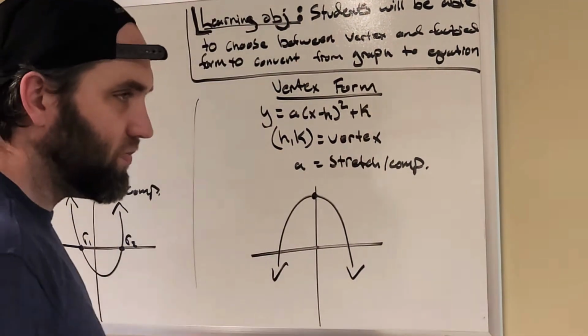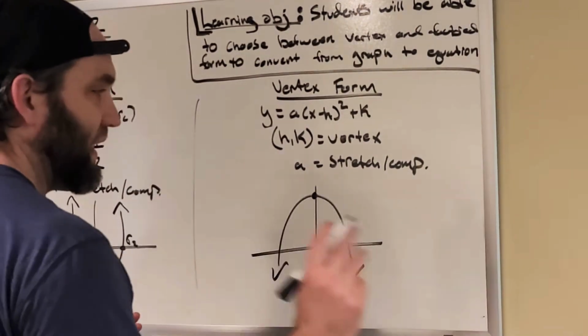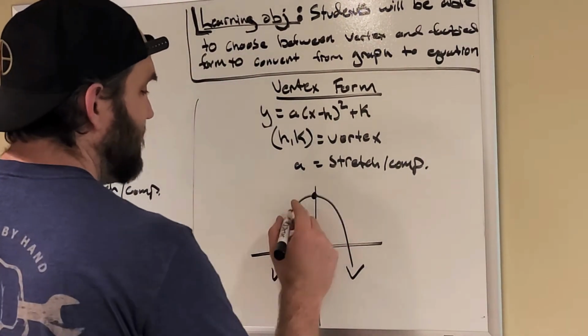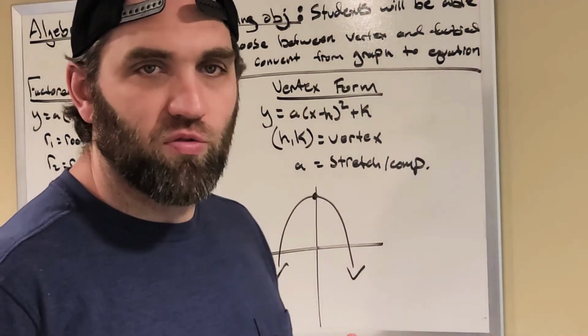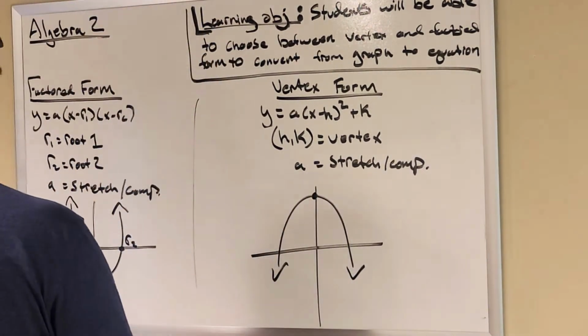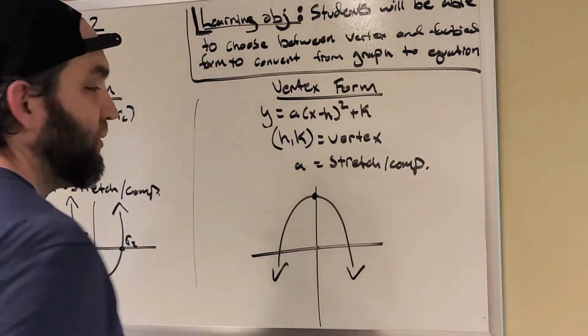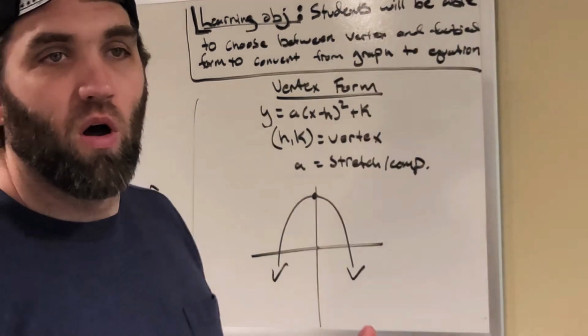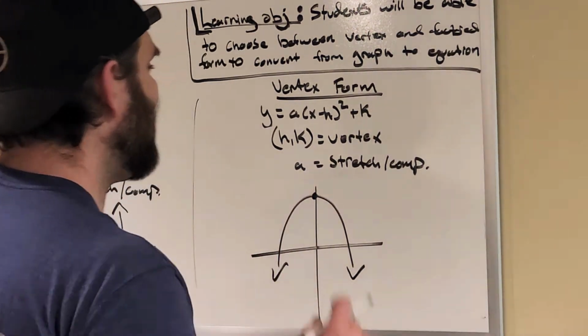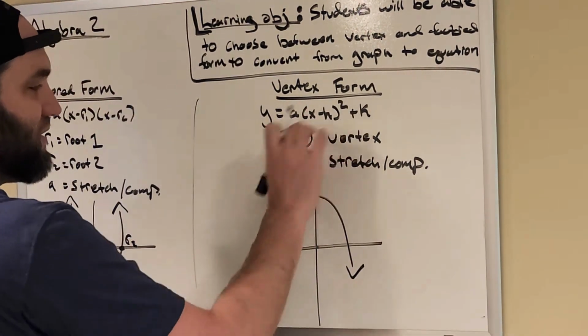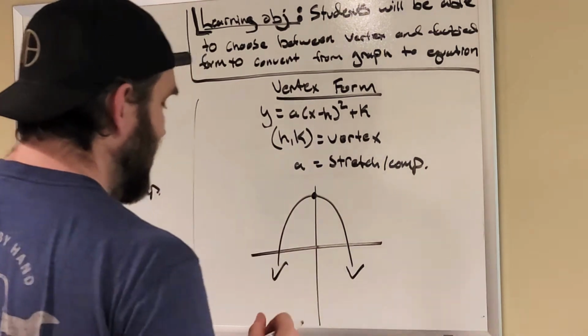If you are given a vertex on a graph, then you know to use vertex form. That tells you pretty much right off the bat. Use that form to put it into an equation, because that's the easiest way to shift around and get into that.